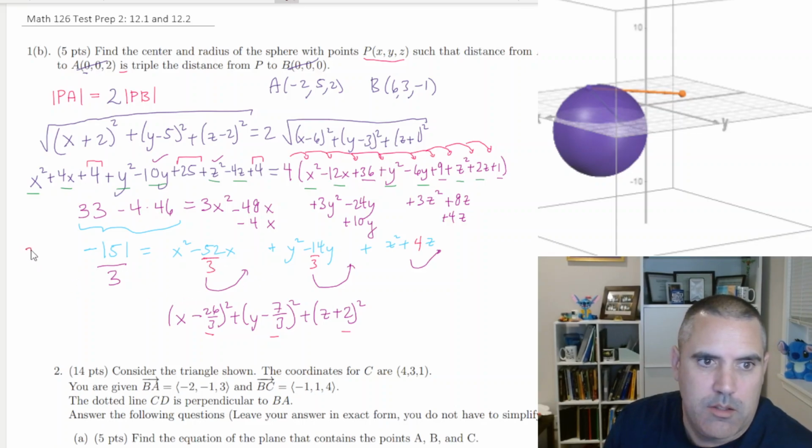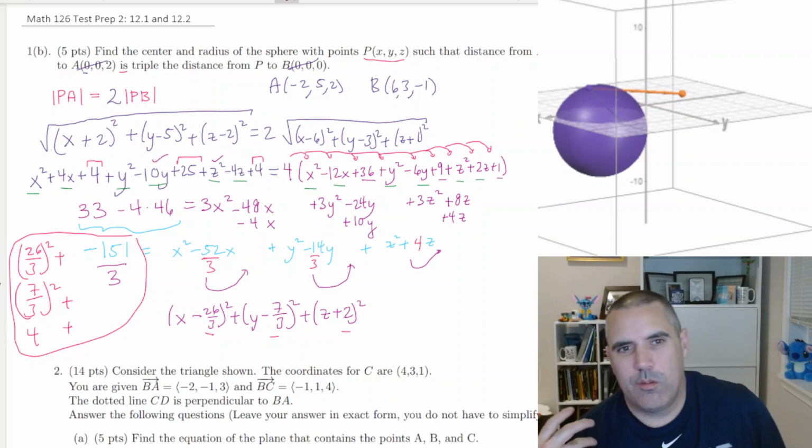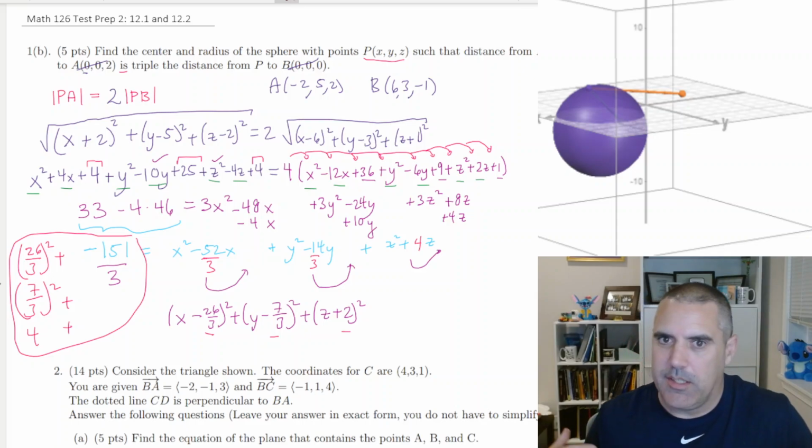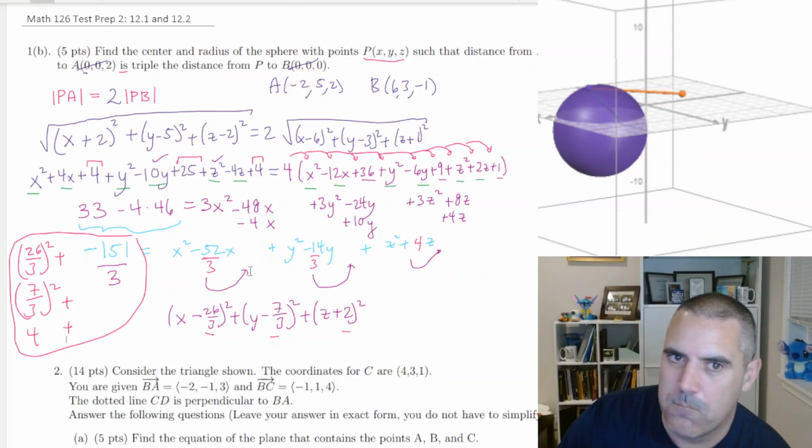So this is going to be 26 thirds squared. This is going to be 7 thirds squared. And then 4. Those things need to be added. That's the square of the radius, so the square root of that is my radius. So that's mostly about organizing and being calm in how you would do such a thing. Okay, I think I'll stop that and do the second part of the test prep separately.